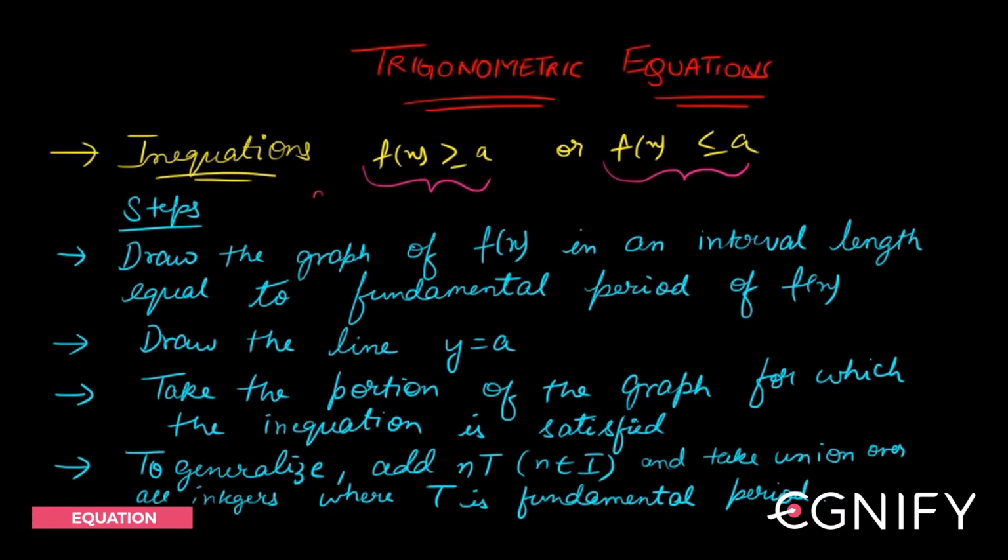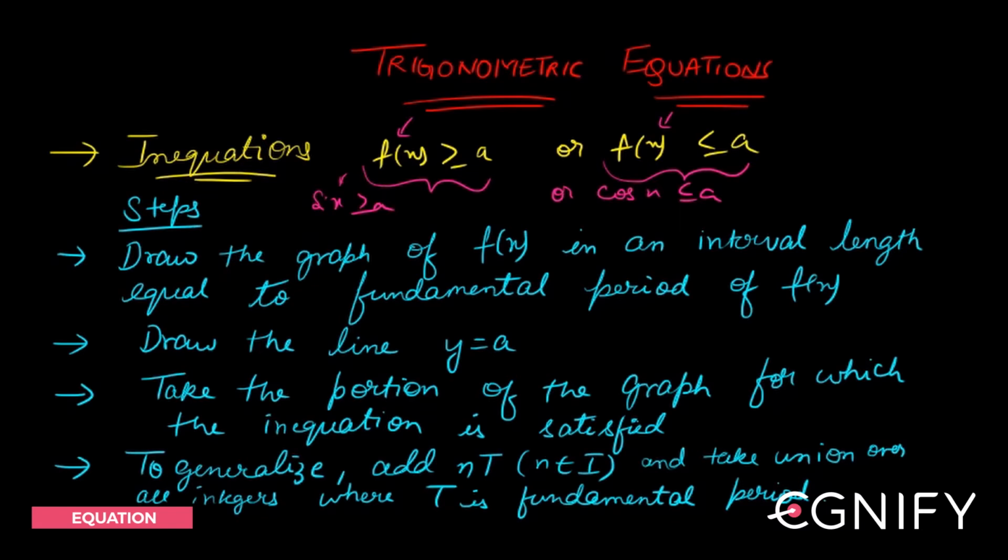So something like sin x greater than or equal to a, or cos x less than or equal to a, or sin x less than or equal to a. All these things, tan x greater than a, everything. This f(x) is your trigonometric function. It's less than some value or greater than some value. How do you solve such things? How do you find those x's or those thetas which will satisfy this? So the steps are written here.